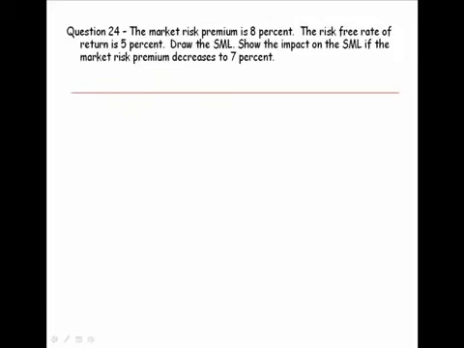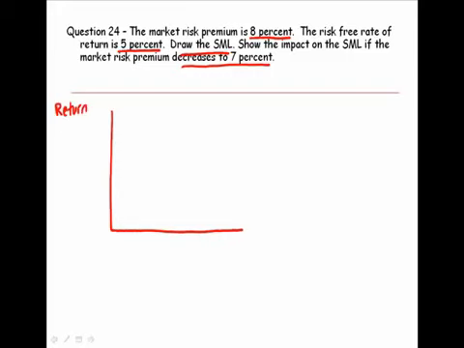The market risk premium is 8%. The risk-free rate of return is 5%. Draw the SML. Show the impact on the SML if the market risk premium decreases to 7%. Okay. To draw the SML, we need two axes, a y-axis and an x-axis. On our y-axis, we have the return. And on our x-axis, we have risk. And since this is the SML, the risk is measured by beta.